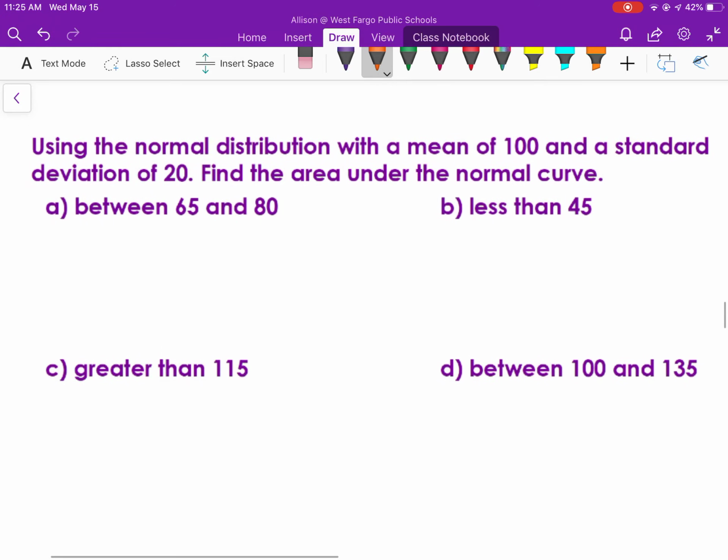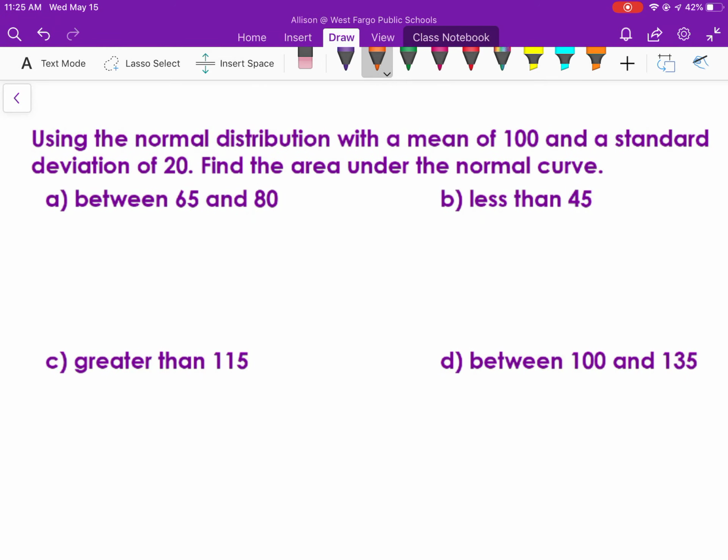Let's look down for a couple of these. So these ones are between 65 and 80 for the first one. So we have a normal distribution with a mean of 100 and a standard deviation of 20. And I want to find the area under the normal curve between 65 and 80.